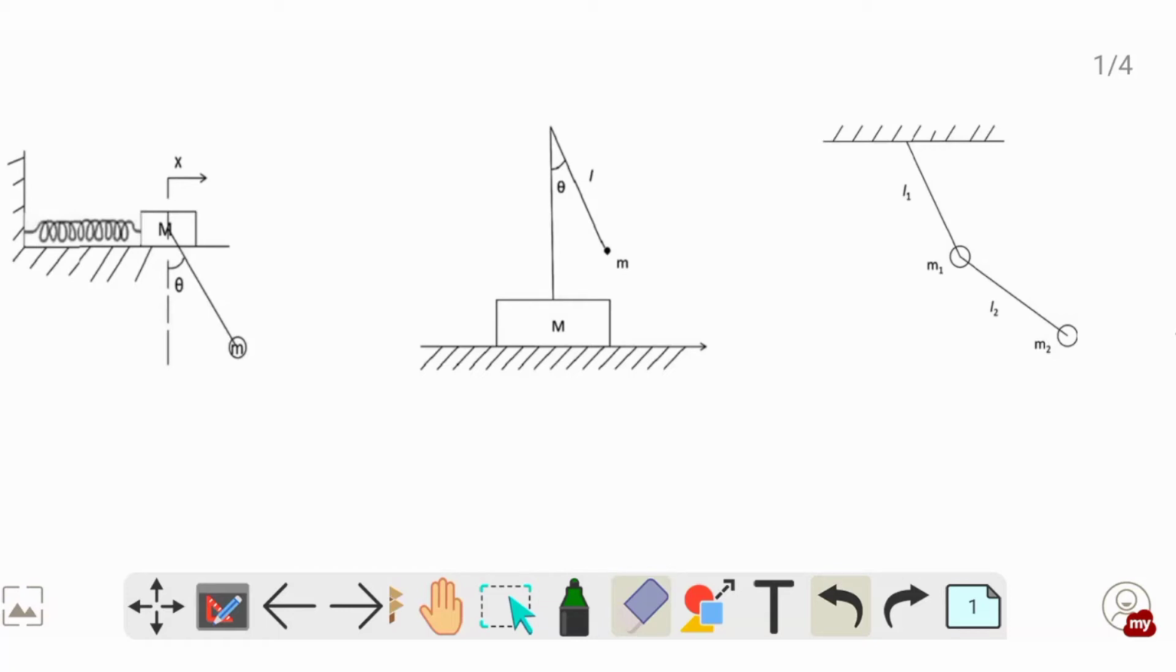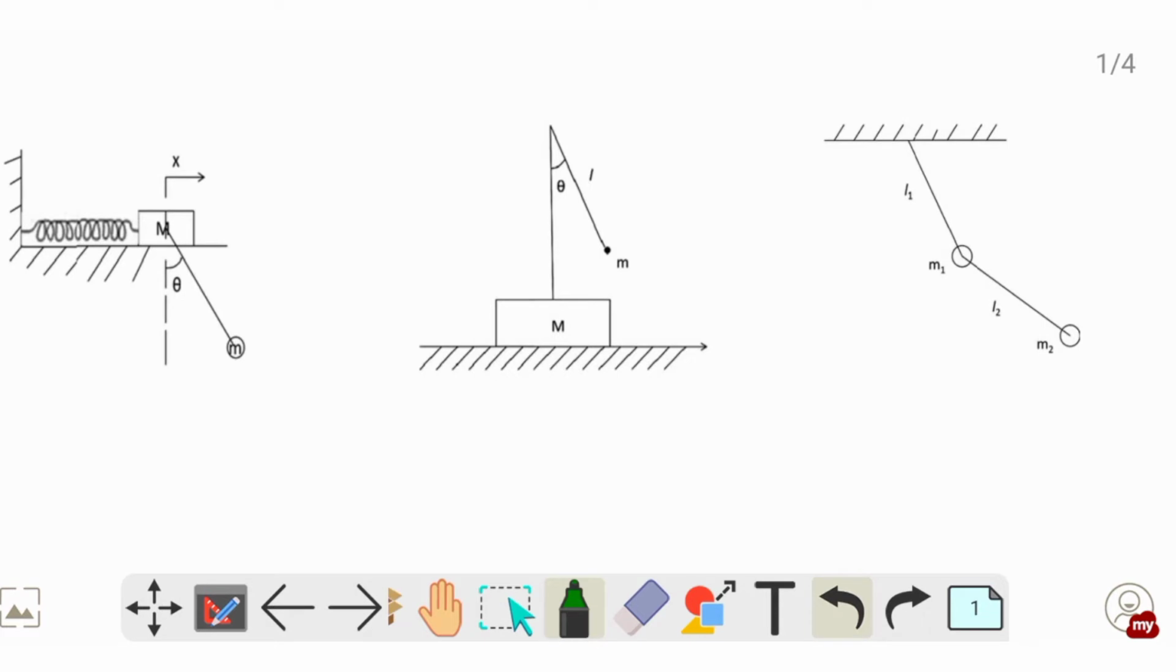Hello guys, in the last videos we have solved the particle moving in the centripetal force and the simple pendulum with the help of the Lagrangian mechanics. In this video we will solve problems based on the Lagrangian formalism in which the velocity of the second object depends upon the velocity of the first object.